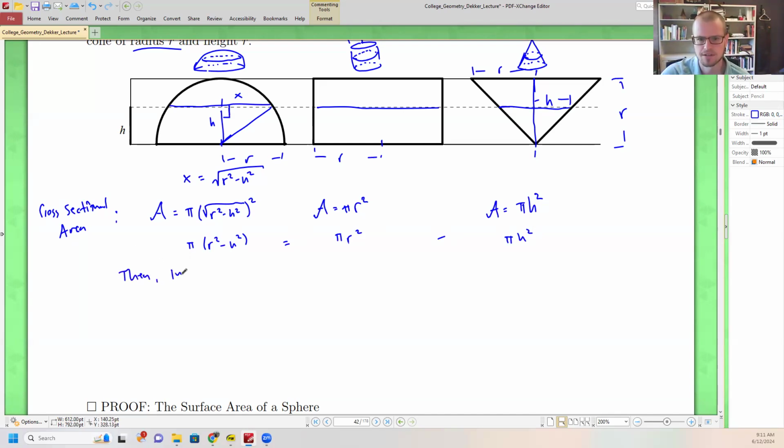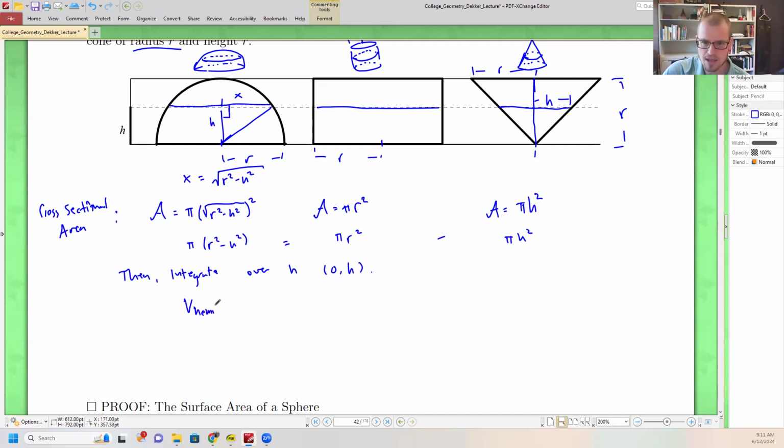then integrate over h, that is, we're integrating from 0 to h, the height of it. And once we do that, that will give us exactly the volume of the hemisphere.